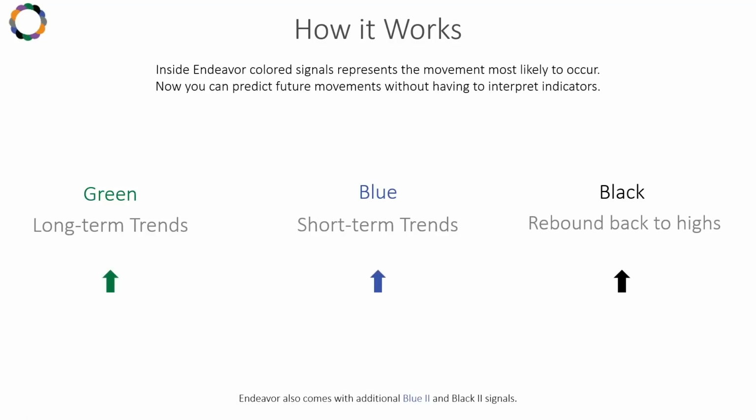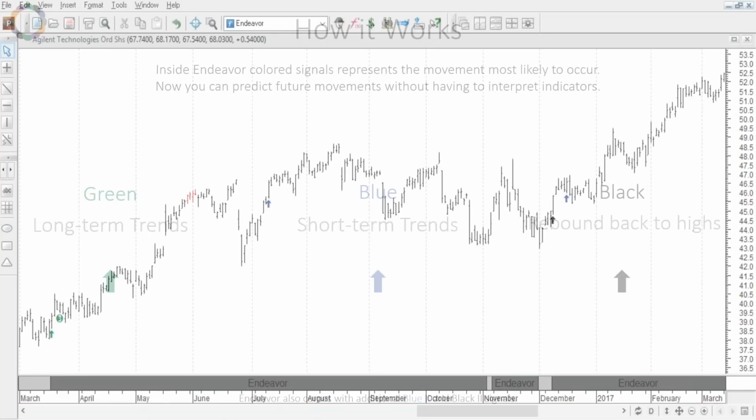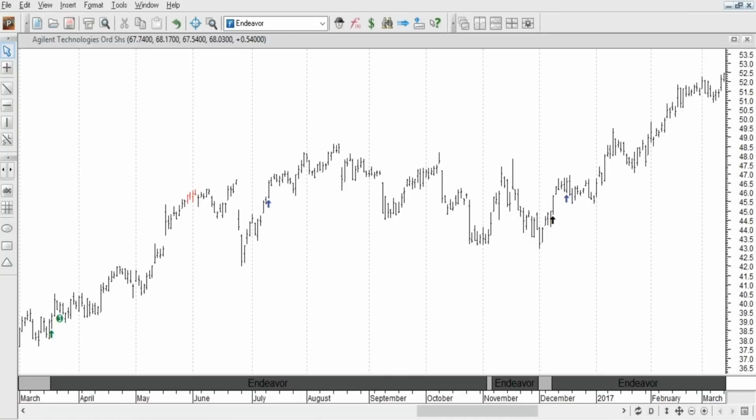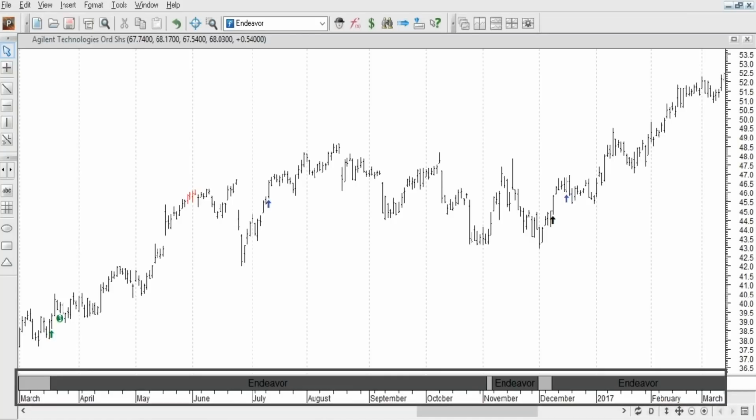With our colored signals, you'll be able to predict how price is likely to move within seconds of looking at your chart, saving you valuable time since there's no indicators to interpret. Let's take a quick look at a chart so you guys can see for yourself what the signals look like. Notice how our charts are simple and clean. We show the Endeavor and Discovery ribbon on the bottom of the chart and our signals below price action.